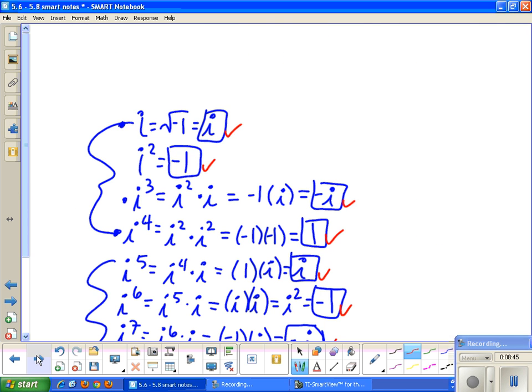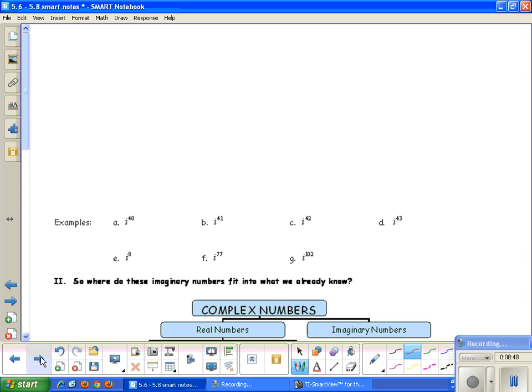So let's do some practice examples. Looking at the first one, I have i to the 40th power. So it means I want to divide 40 by 4 and see what my remainder is. When I do 40 divided by 4, I get 10. Because of that, there is no remainder, so the remainder equals 0. Because of that, I know that this is on the 4th cycle, so i to the 40 simplifies into 1. So if I do i to the 41st power, when I divide 41 divided by 4, I get 10.25.